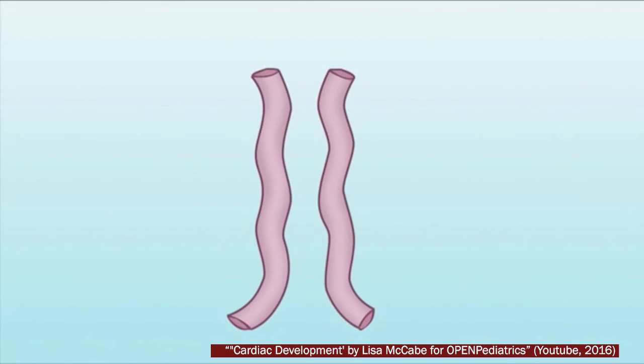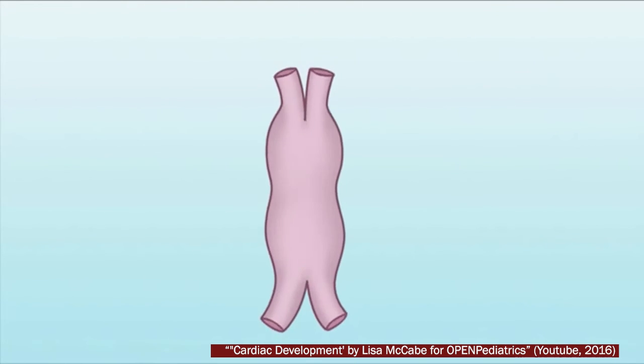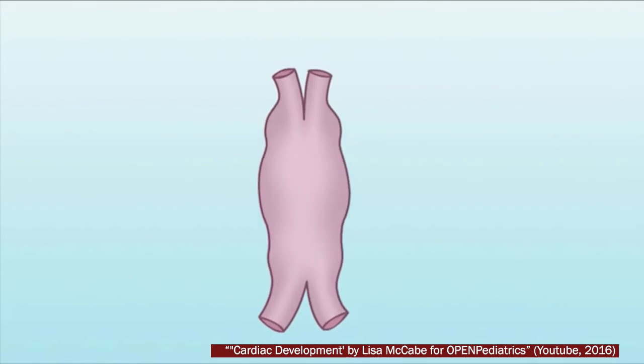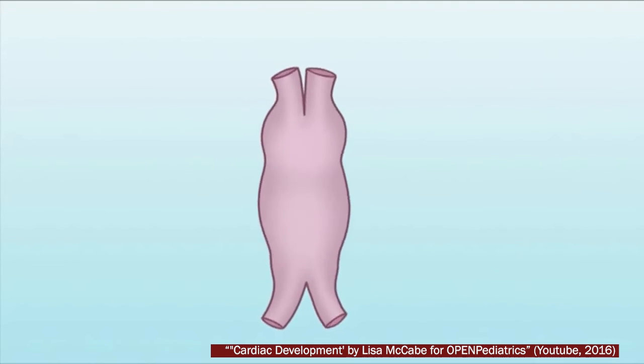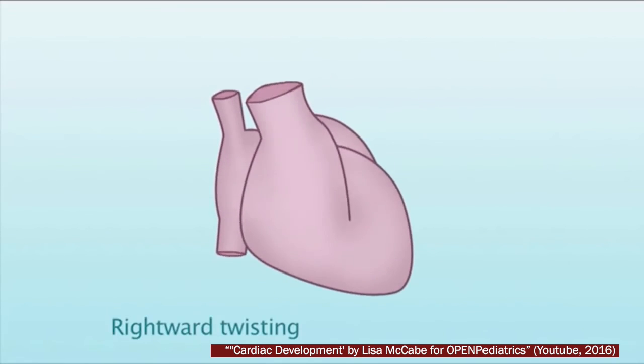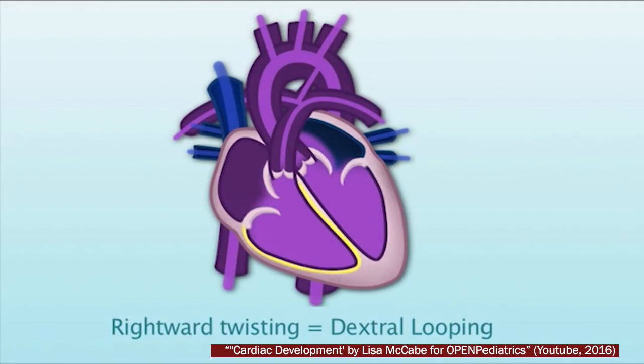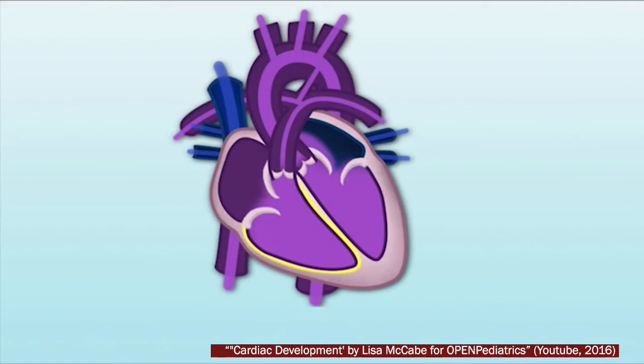Early in the development, the primitive heart develops as two tubes that merge into one tube. The single tube begins to swell and develop into various anatomic features of the heart. The heart begins to beat by week 3. In normal cardiac development, the cardiac tube will twist and turn on itself in a rightward direction. This is called dextral looping. This results in the right ventricle developing on the right side of the heart and the left ventricle developing on the left side of the heart.